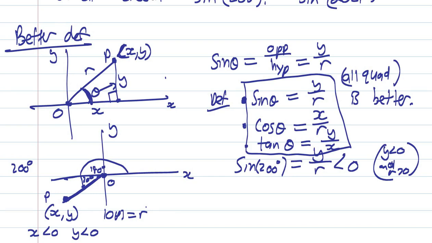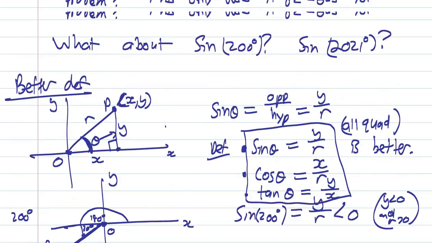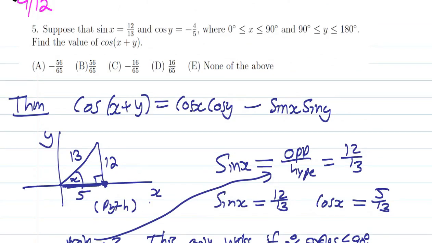Thank you. So you can see some definitions are okay, but the problem with defining sine as opposite over hypotenuse is it only works in the first quadrant. So you need a better definition. This definition works in all quadrants. And why do I go on about this? Because look at what we have over here.